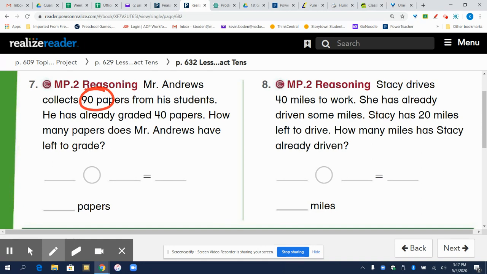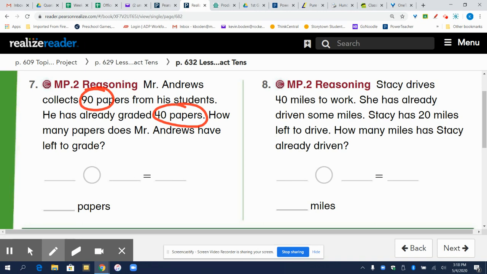He has already graded 40 of those papers. So he has 90 in all, but he already checked 40 of them. How many does he have left to grade? Well, let's figure this out. There's kind of 2 ways we can do this equation, so I'm going to do it both ways for you.